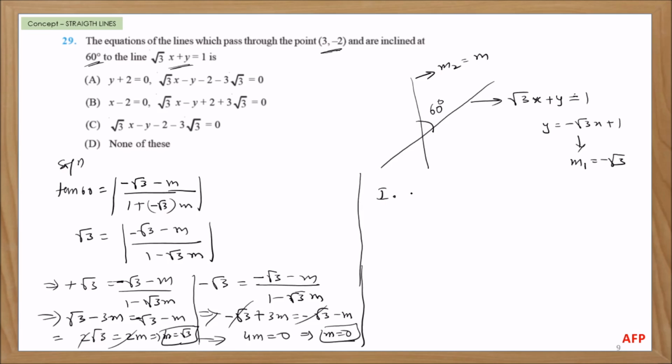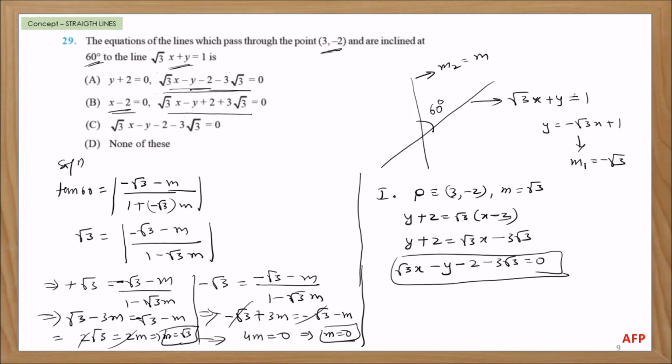Case 1, what we are having? The point is there, some point P, (3, minus 2), and m is root 3. So y plus 2 is equal to root 3 (x minus 3). If you simplify it, this option it is following.